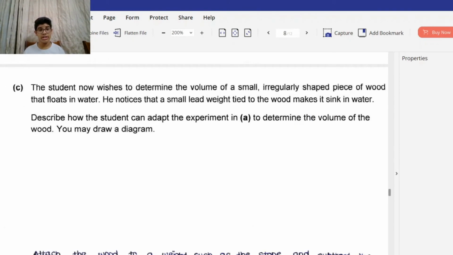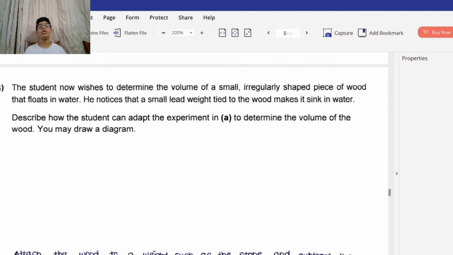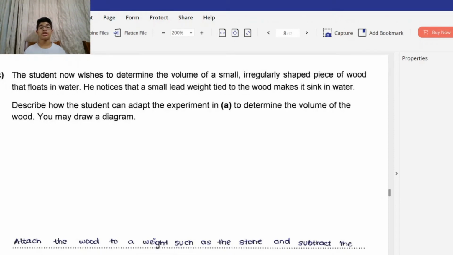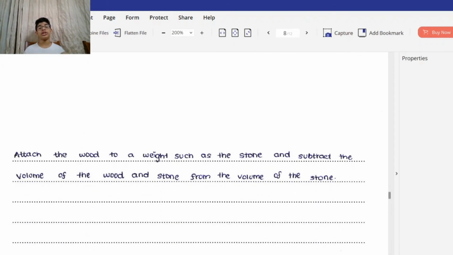Okay, so part C. The student now wishes to determine the volume of a small irregularly shaped piece of wood that floats in water. He notices that a small lead weight tied to the wood makes it sink in water. Describe how the student can adapt the experiment in A to determine the volume of wood. You may draw a diagram. So you're just going to attach the wood to a weight such as a stone, and subtract the volume of the stone from the volume of the wood and stone.